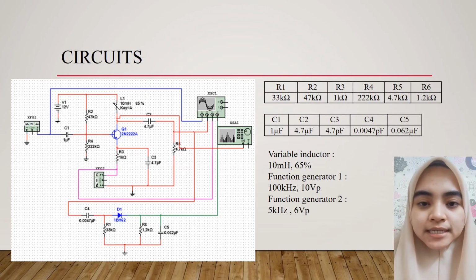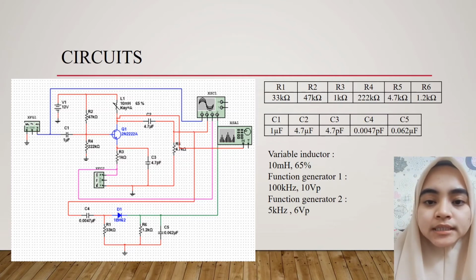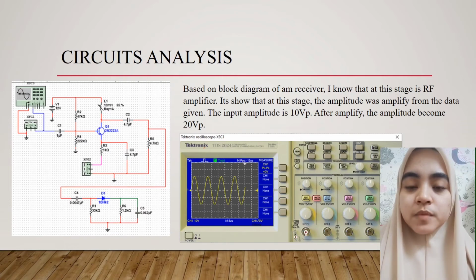So, as you can see, this is the circuit of amplitude modulation and demodulation. At the right side, we have the data input for resistor, capacitor, variable inductor, and function generator. We use oscilloscope and spectrum analyzer to get the result. Next, I want to explain about each part of circuit that related to the block diagram of AM receiver.